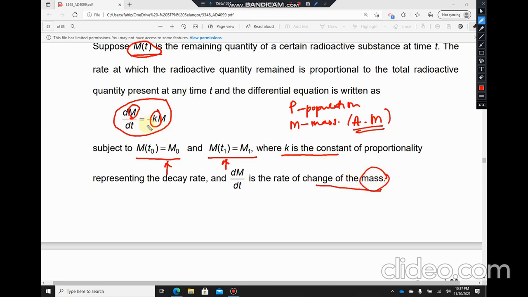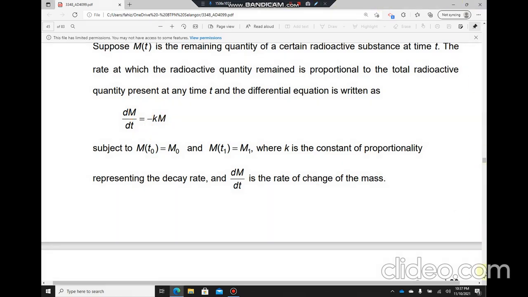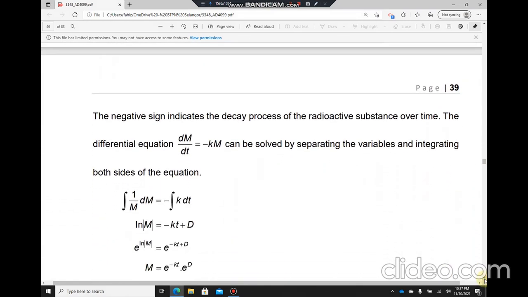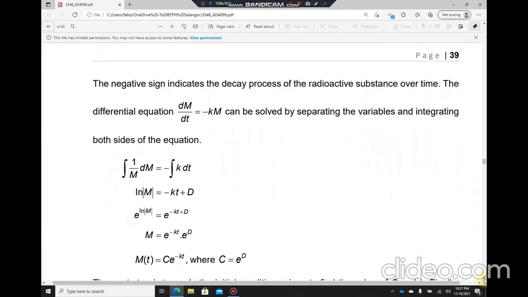And why is this negative? The negative is there because it is decreasing, so the value will keep shrinking. So we put here dM/dt equals negative kM. The negative sign indicates the decay process of the radioactive substance over time.